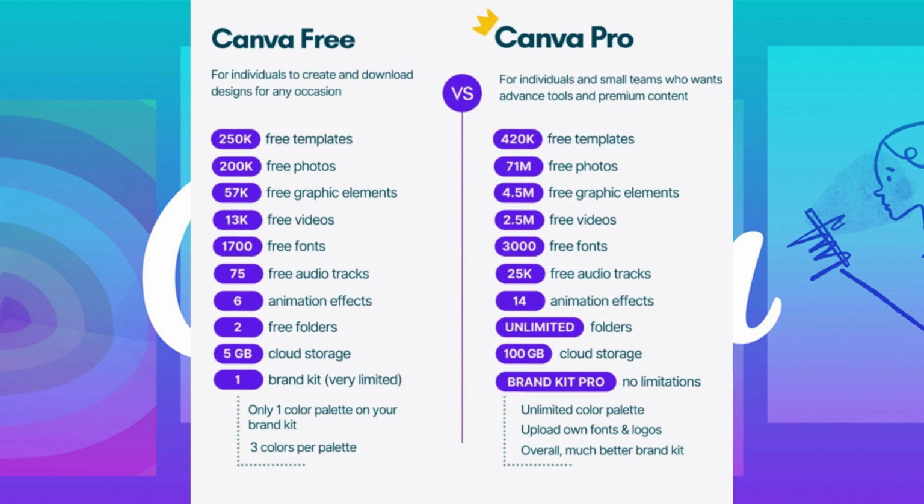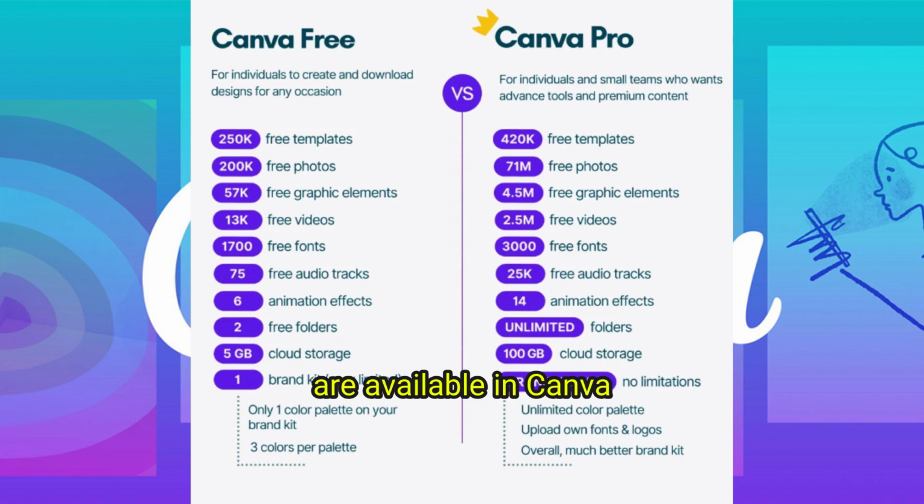In Canva Free, 200k free photos are available. In Canva Pro, you will be able to get access to 71 million photos, and it's completely free in your Canva Pro account. And 57k free graphic elements are available in your free account. On the other hand, in your Pro account, 4.5 million free graphic elements are available here, and 30k free videos are available in free account, and 2.5 million videos are available in Canva Pro account.